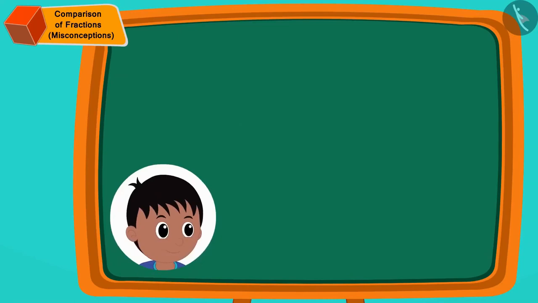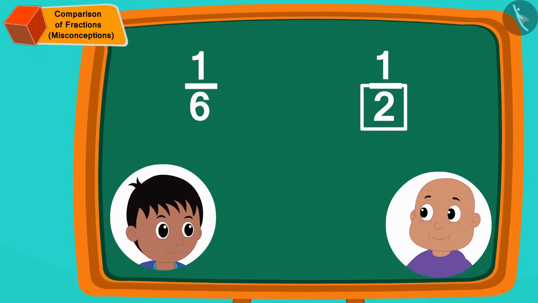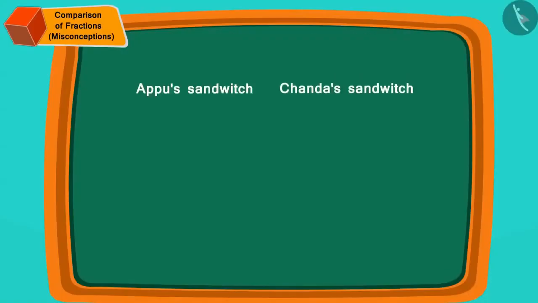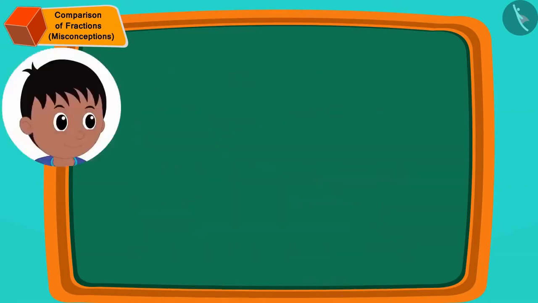Now Raju once again started teasing Bablu that he got 1/6 part of the sandwich and Bablu got 1/2 part of the sandwich. And because 6 is a larger number than 2, he got a larger portion of the sandwich. Children, is Raju's statement correct? Appu and Chanda's sandwiches are exactly the same size.